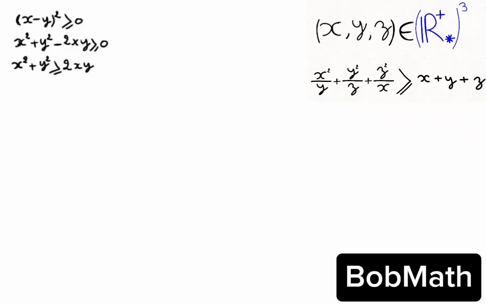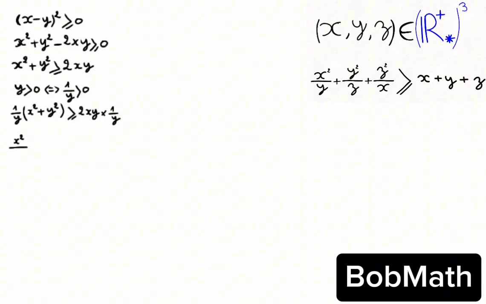We also have y greater than 0. So 1 divided by y is greater than 0. So 1 divided by y times (x squared plus y squared) is greater than or equal to 2xy times 1 divided by y.